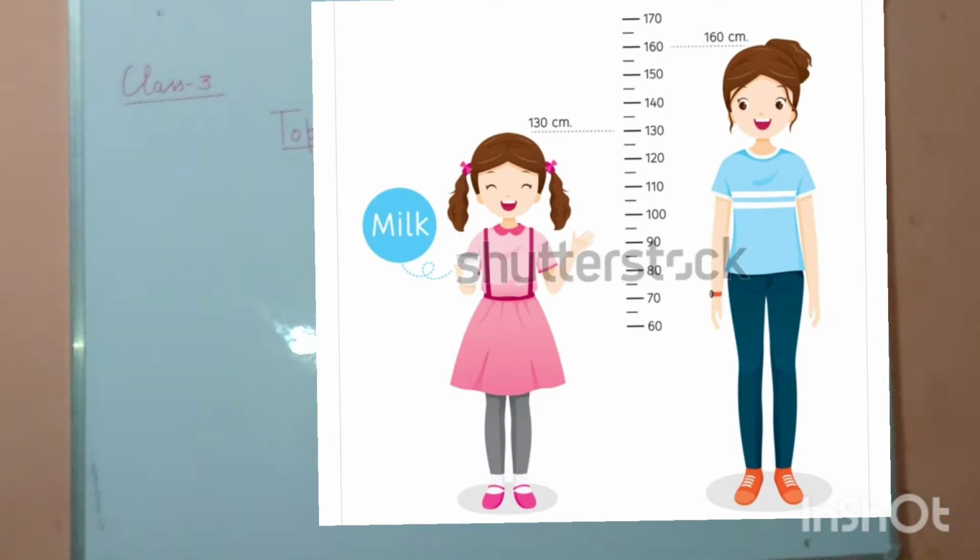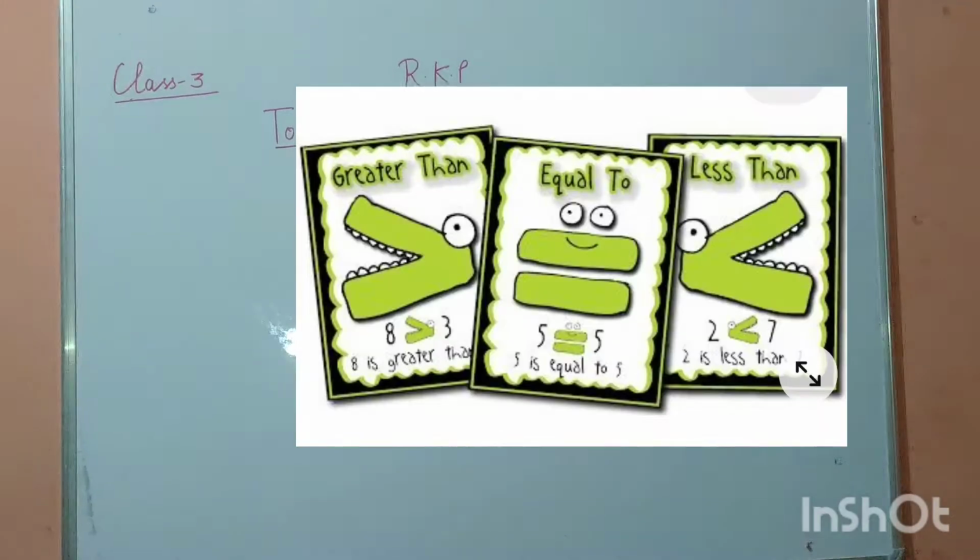Yes, by comparing. If I want to know who is taller, then I will compare. One is 160 and one is 130. So who is taller? 160 centimeters. So students, by comparing the numbers you can easily know who is taller. So in this way we need comparison of numbers.